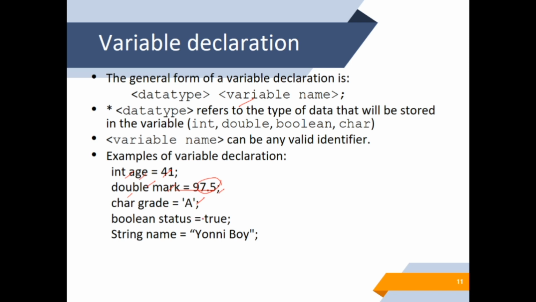Okay, Boolean status true. True or false is Boolean. Later on we will look at the primitive data types, inshallah. And this one, Yoni boy, is a name, so it is a string data type.